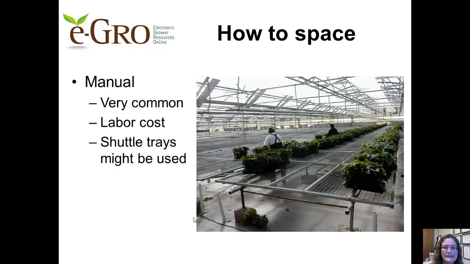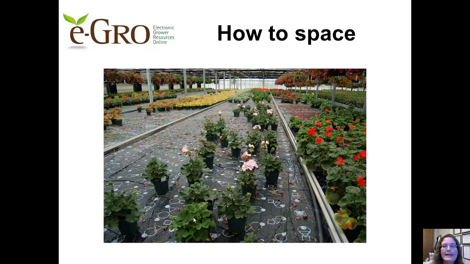Manual spacing is, of course, very common. The downside, though, is the cost to do this step. Here you see workers spacing plants from shuttle trays into their final spacing on production benches. It makes sense to efficiently denote pot spacings and their various patterns on a bench surface so that workers who are manually performing this task can do it quickly and efficiently as they set down the containers.